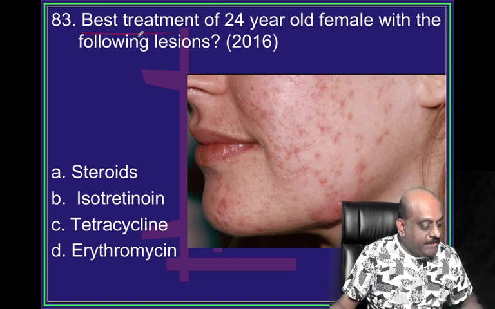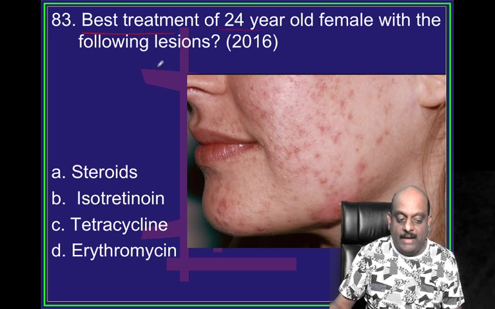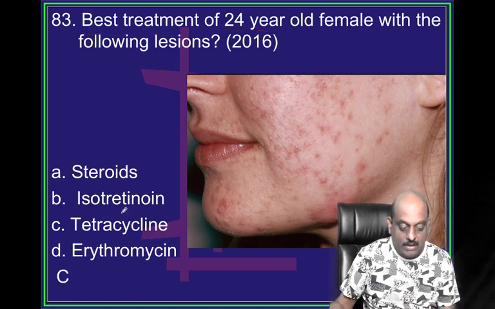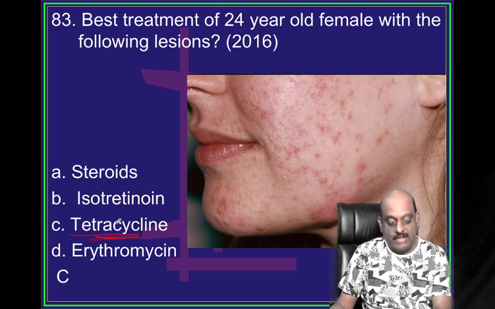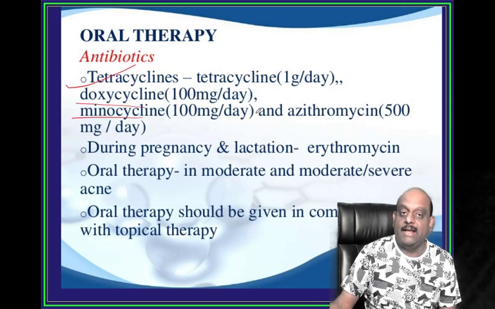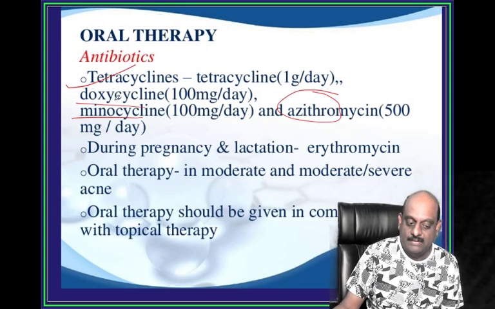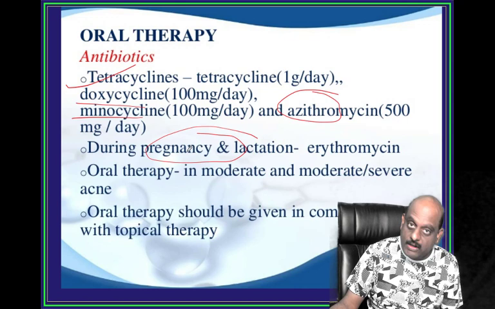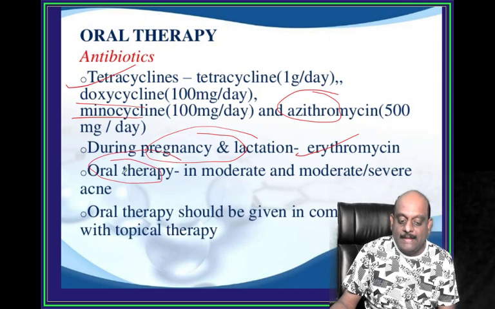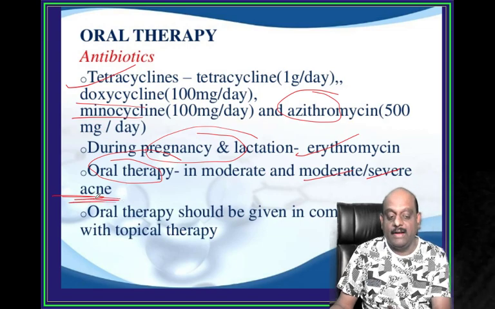So, best treatment of a 24 year old female with the following lesions. So you should recognize acne. That will be tetracycline. So tetracyclines, doxycycline, minocycline, azithromycin, they're all used. Then during pregnancy and lactation, you can't use tetracycline. So what will you use, doctor? Erythromycin. Then oral therapy in moderate to severe acne, right?